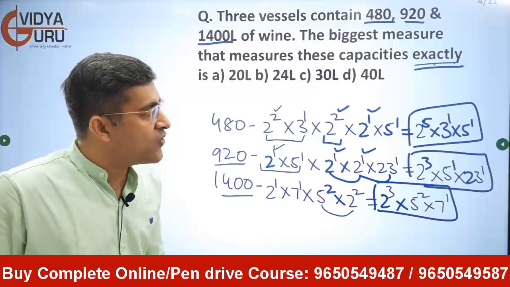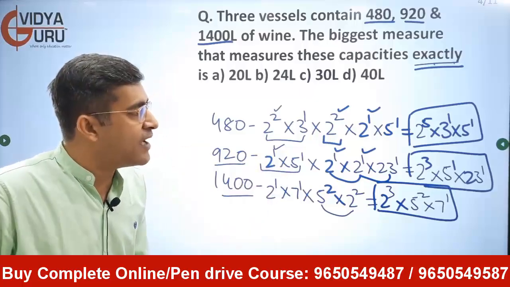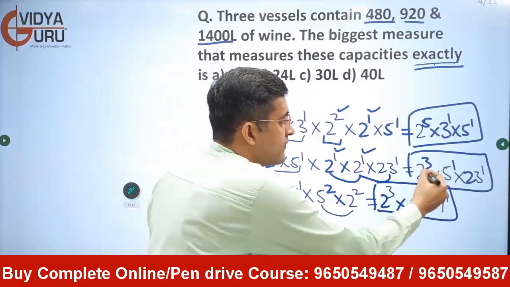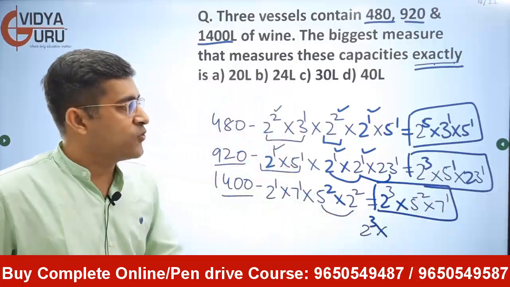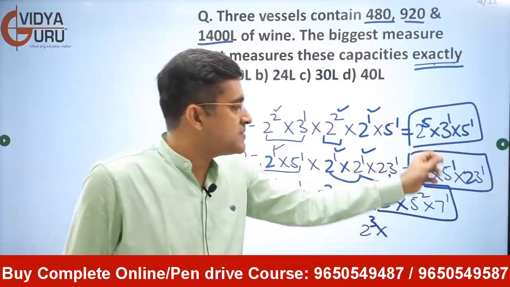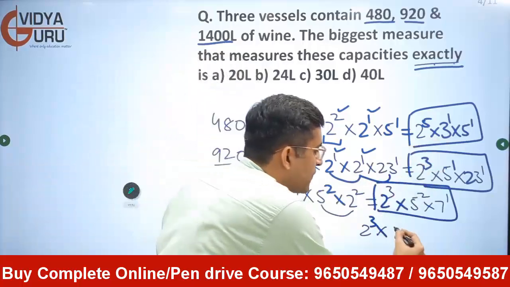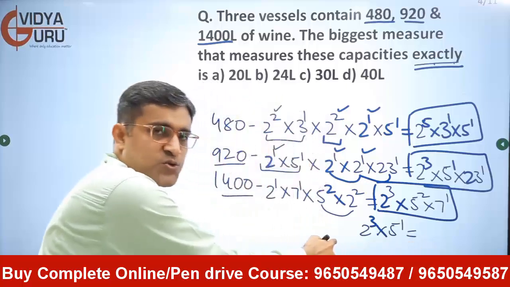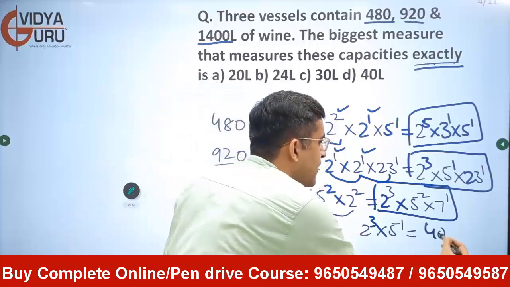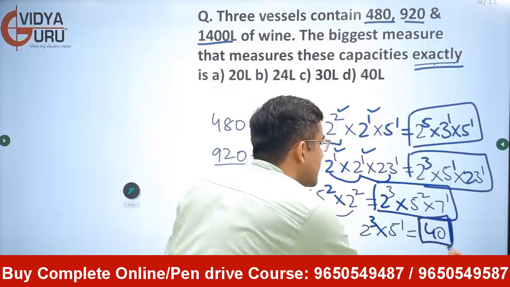What is the lowest power of 2 that we have? The lowest power of 2 we have is 2 cube. And what is the lowest power of 5? The lowest power of 5 is 1. So 8 5s are 40. Students, 2 cube is 8. 8 5s are 40. So the answer is 40.